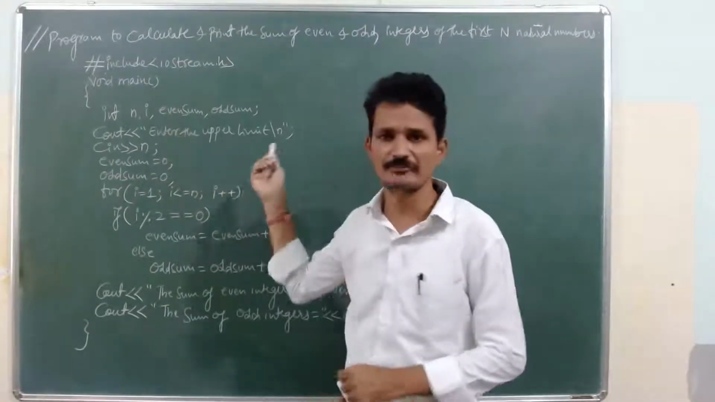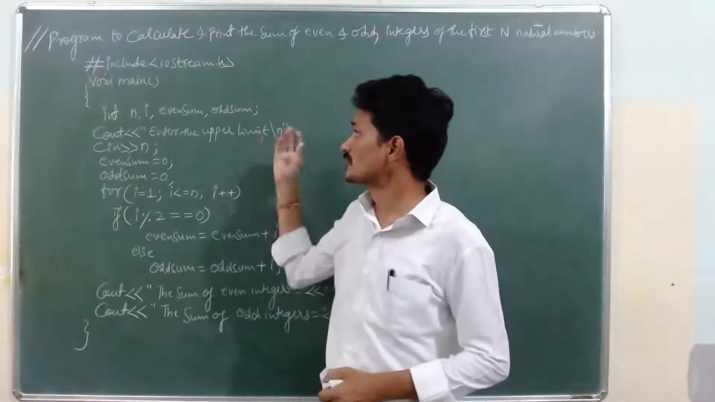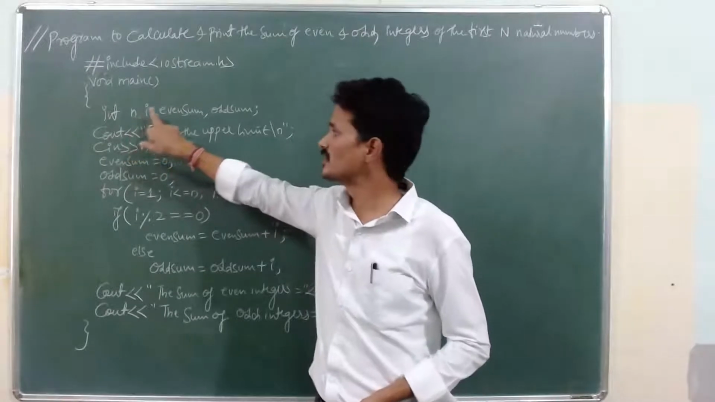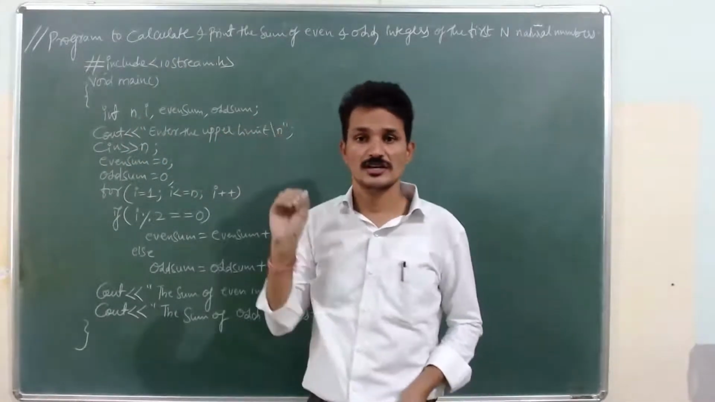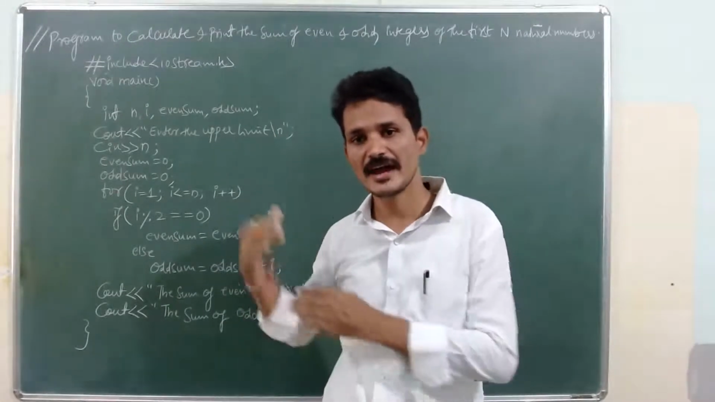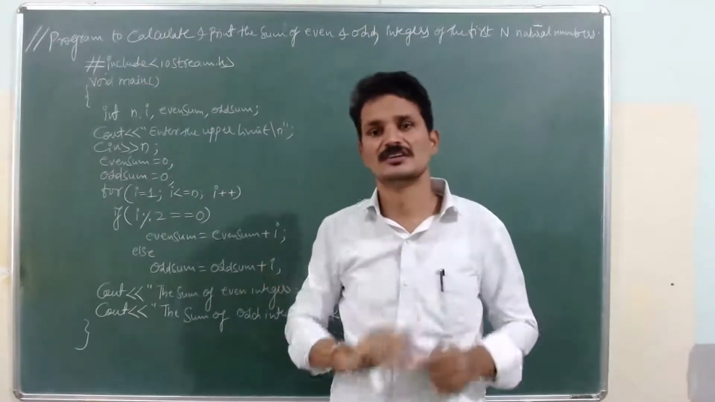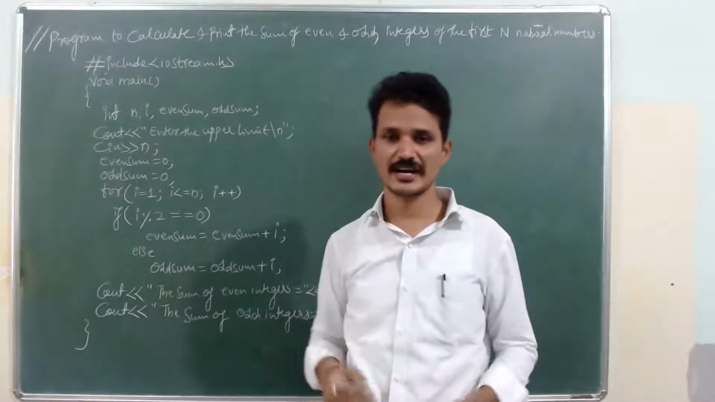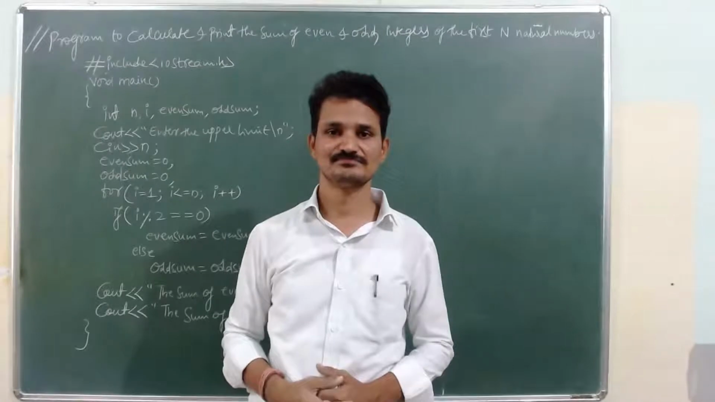Then comes the list of variable declarations. Here I am using 4 variables: n, i, evensum, oddsum, ending with a semicolon. These 4 variables are separated by commas, with a semicolon at the end. These 4 variables are of integer data type. As you are all aware of the different data types: integer, float, character, long, double.